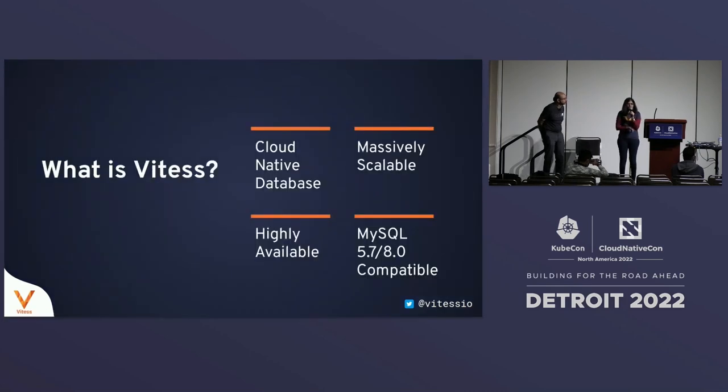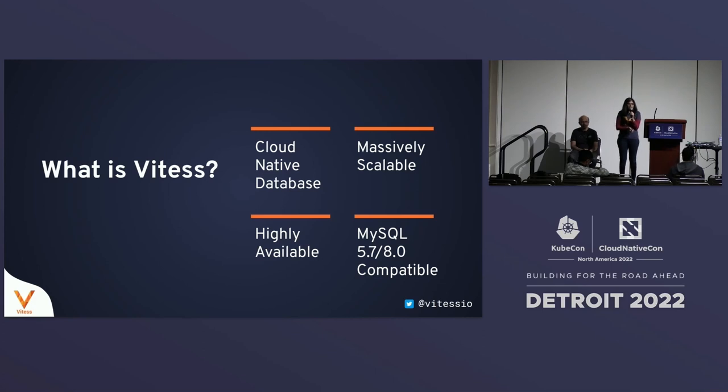Vitess is a CNCF graduated project. It became a CNCF project in January of 2018 at the incubating level, and in November of 2019, Vitess became the eighth project to graduate from CNCF. Vitess is a cloud-native database. What does it mean to be cloud-native? It means that for a very long time now, Vitess has been able to run in Kubernetes.